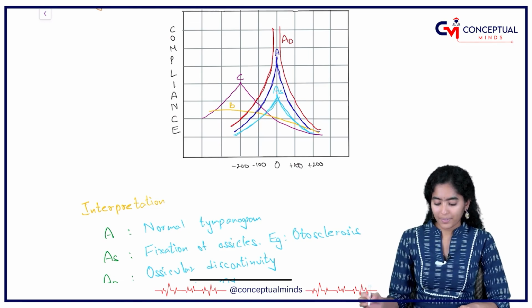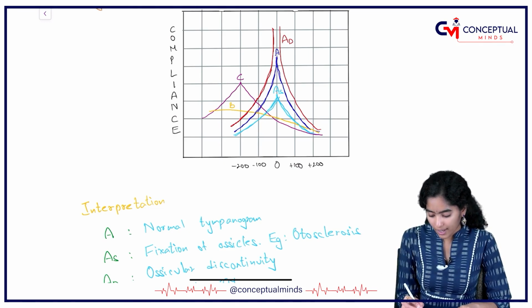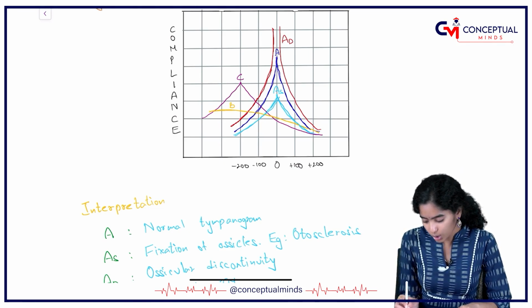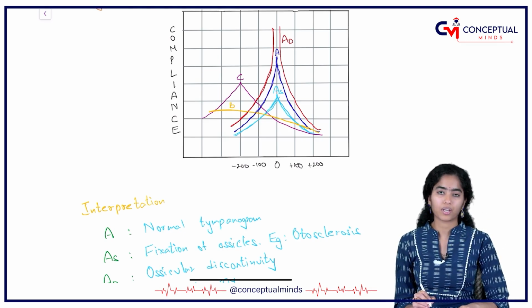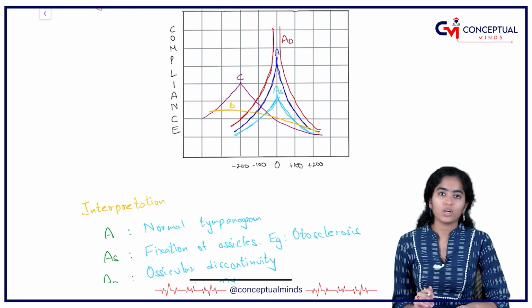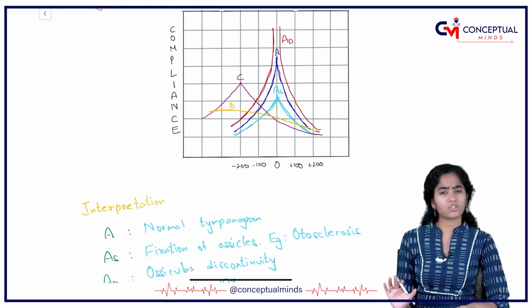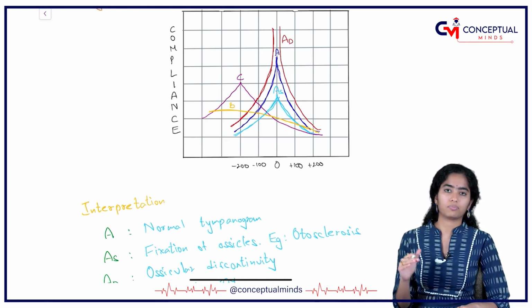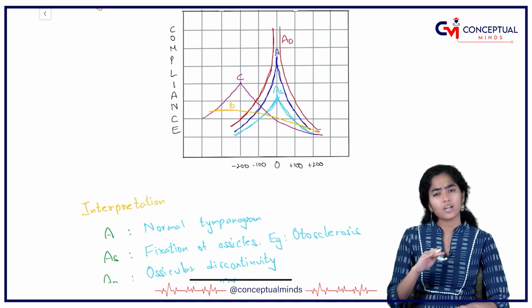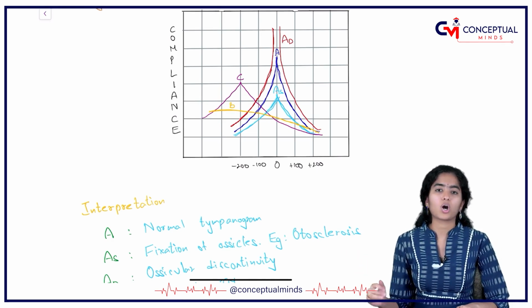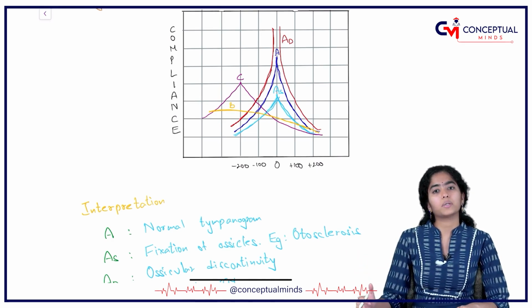Next let us move on to the B type graph. In B type graph it is just a flat or a dome shaped graph. There is no change in compliance with pressure change, very little change. Even if you increase the pressure, negative pressure, positive pressure, whatever it is, the graph is more or less the same. The compliance is not changing with pressure.